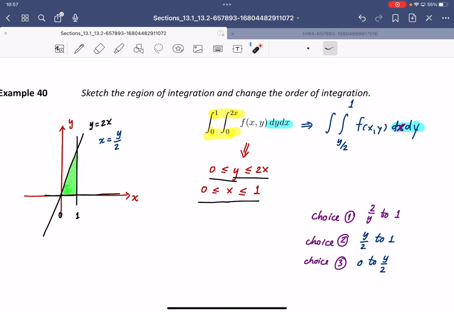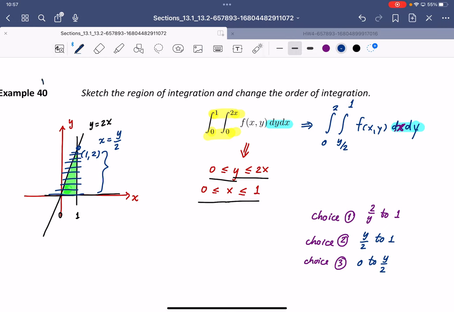Okay. And then y is going to start from where to where? You need to find the intersection here, because when you cut here, the end is going to be here. When x equals 1, y equals 2. So basically you cut the horizontal line from 0 to 2. So it's going to be like this.